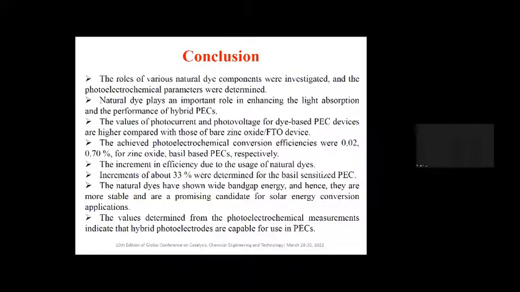So this is the conclusion. Mainly we have studied and investigated the photoelectrochemical properties of a hybrid device, and we have achieved higher performance compared to the basic device. This study will be helpful for studying hybrid devices for solar electricity as well as solar fuel conversion.